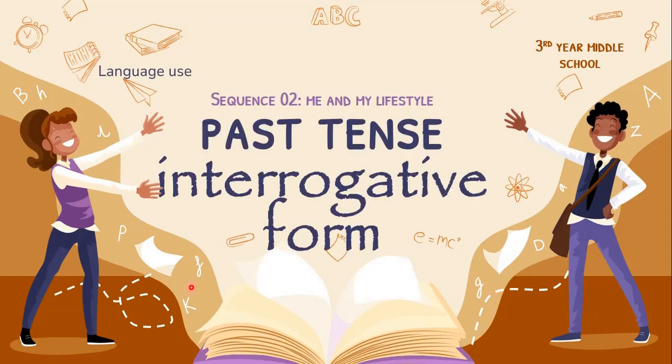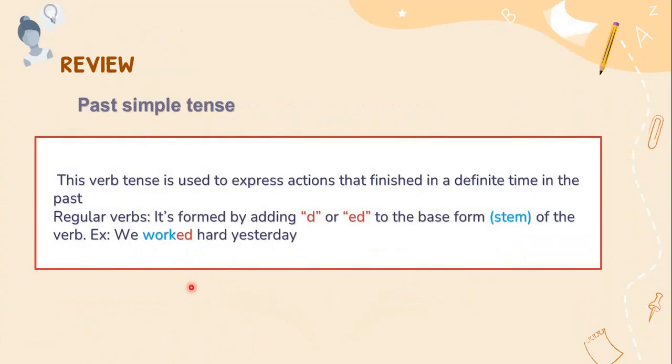We are still always with sequence number 2, me and my lifestyle. Today's lesson, guys, is about the past tense with the interrogative form. Before getting to the lesson, it's okay to make a quick review about the past simple tense.